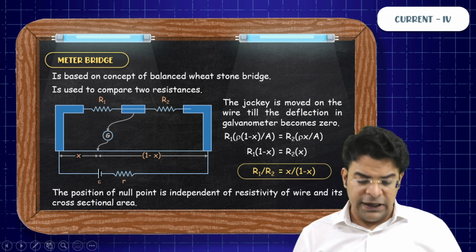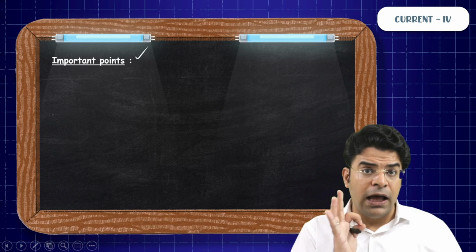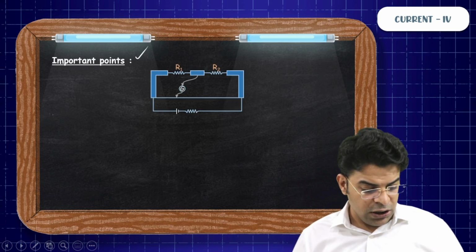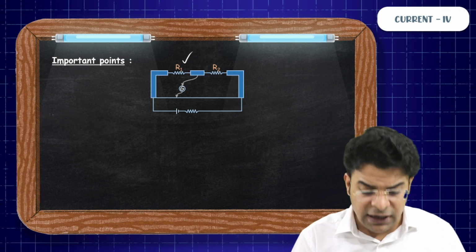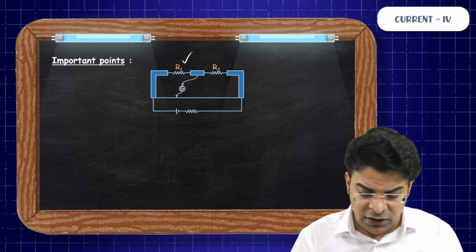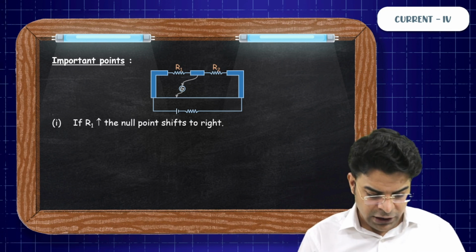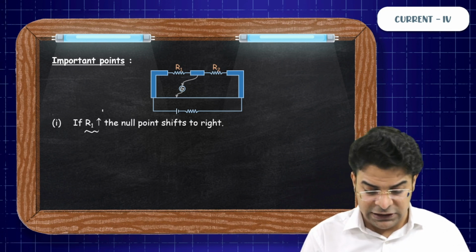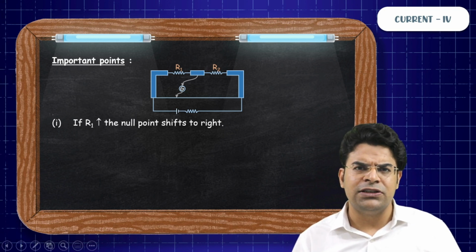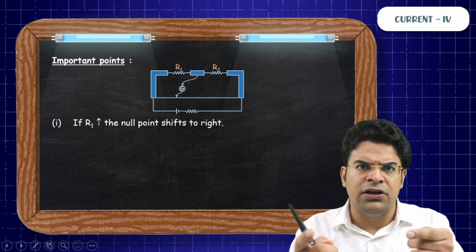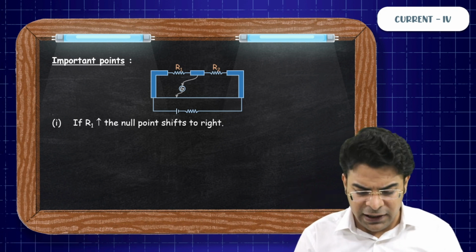Okay, let's move on. Important points that you should know about a meter bridge. So let's say we have got here a balanced meter bridge. In the left gap, we have got resistance R1. In the right gap, we have got resistance R2. So the first point: if R1 is increased, so how will you increase the resistance? You can replace the resistor with a higher resistor, right? Or you can heat it up.